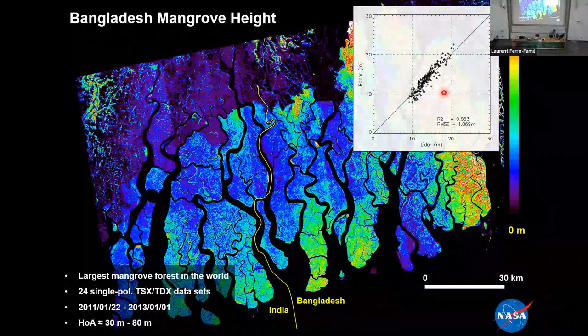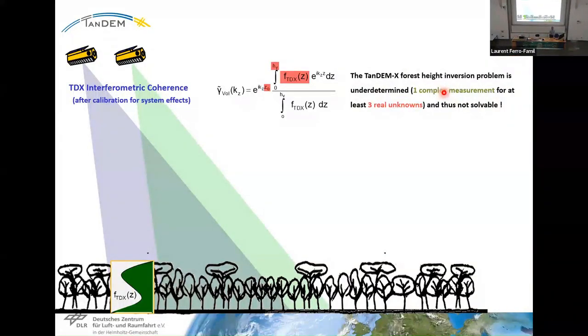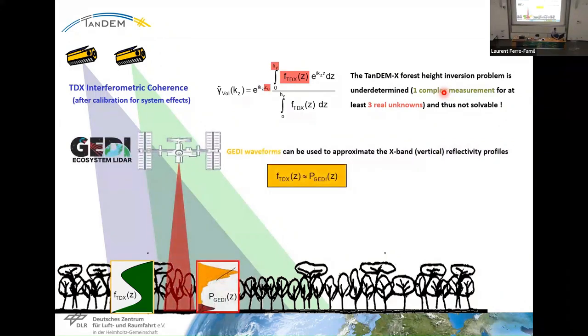And then the question is, what do you do when your topography is not flat? You are not in a forest underwater, so you cannot even estimate your topography, but you still would like to get your height. So the first thing that you need to do is to parameterize. You always have this unbalanced problem: three real unknowns against one complex measurement. Three parameters on one side, two parameters on the other side, and you would like to reduce the parameters.